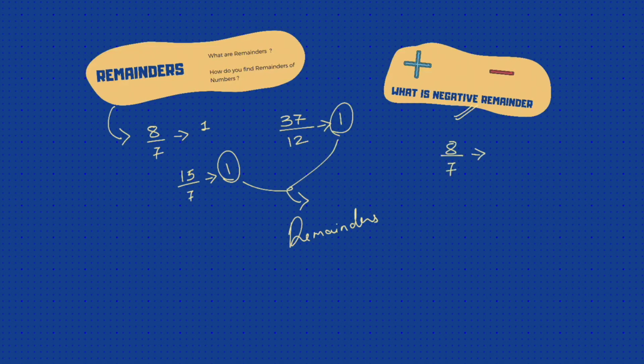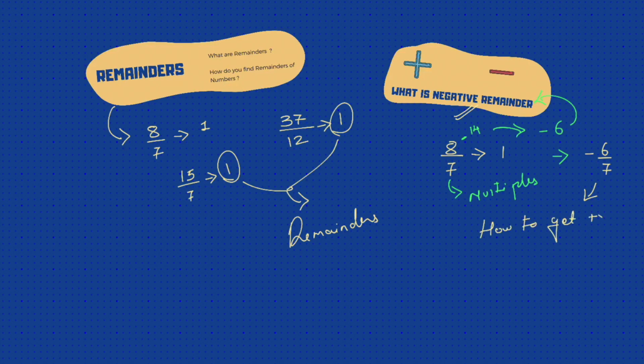Now let us also understand what is a negative remainder. 8 divided by 7, the remainder is 1. Now this 1 is called a positive remainder. Now what is a negative remainder? Take multiples of 7 and go beyond 8. 7 twos are 14. Now subtract 8 minus 14, which is minus 6. So minus 6 is the negative remainder of 8 divided by 7.